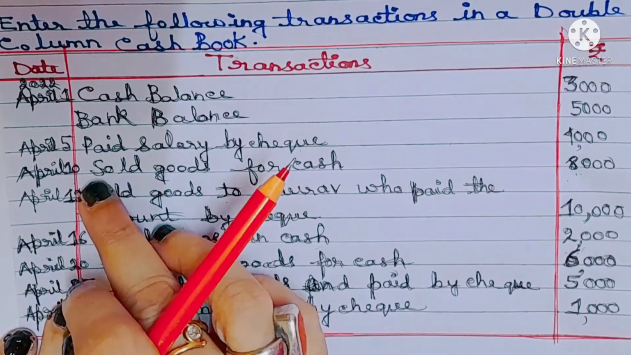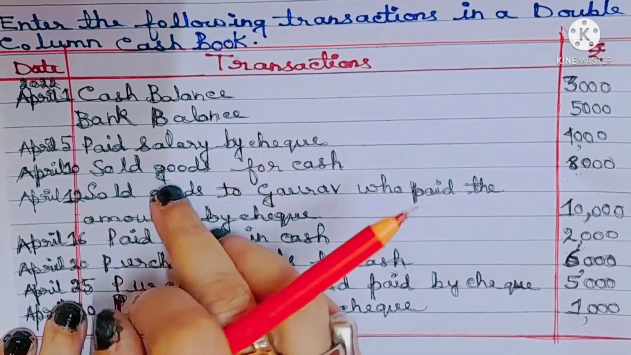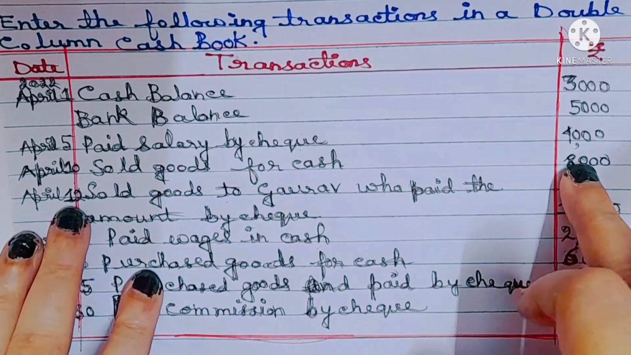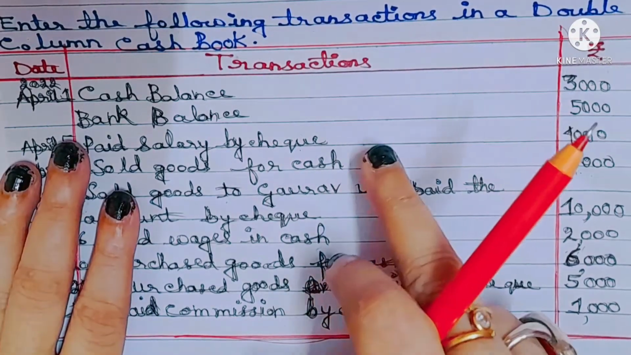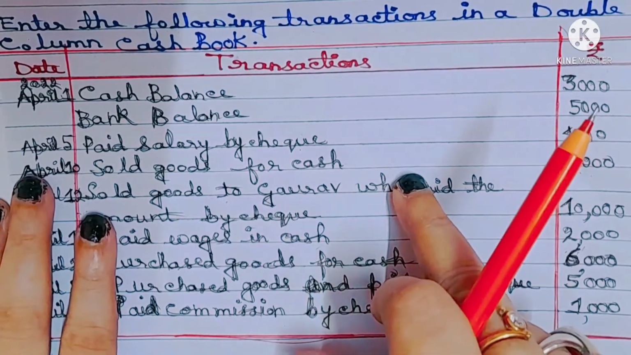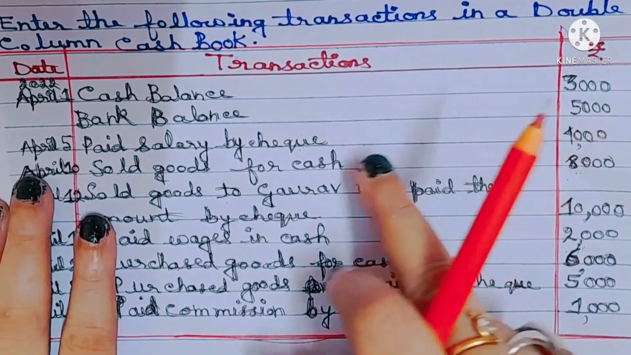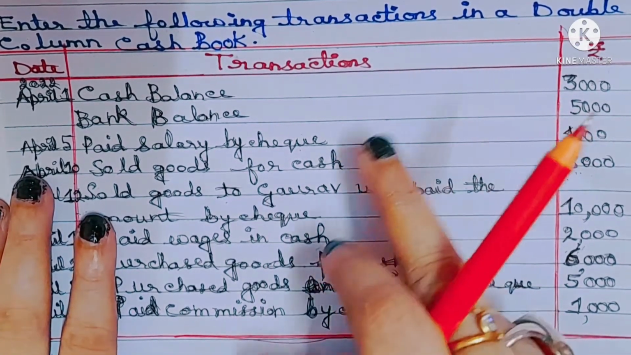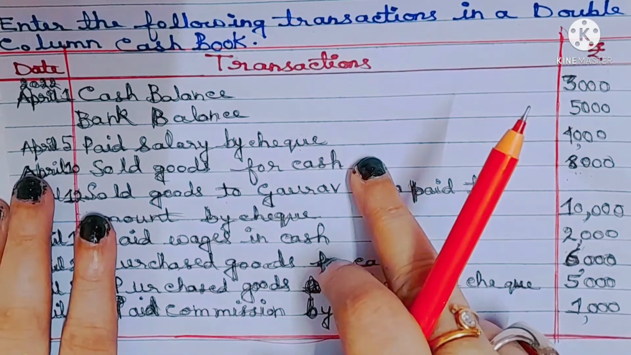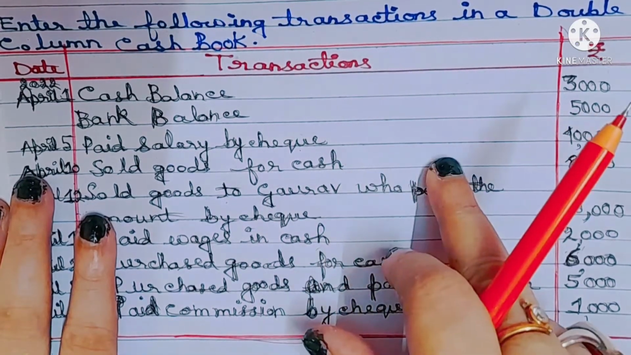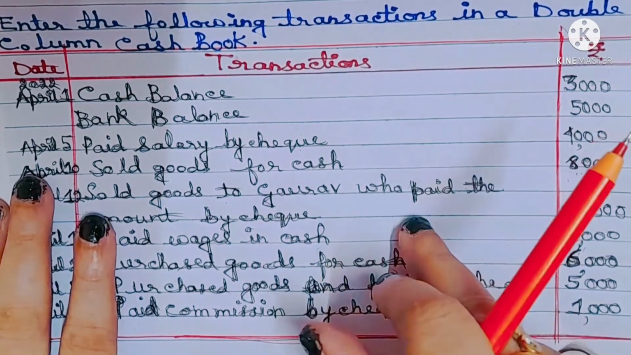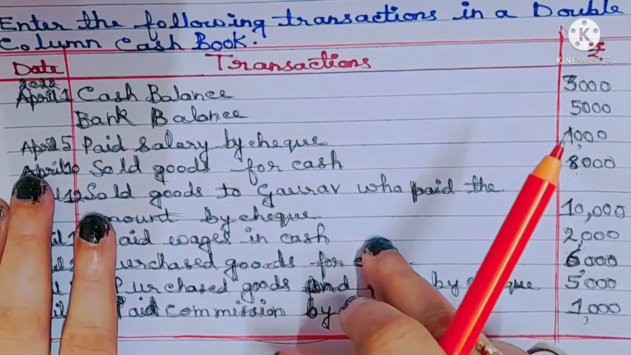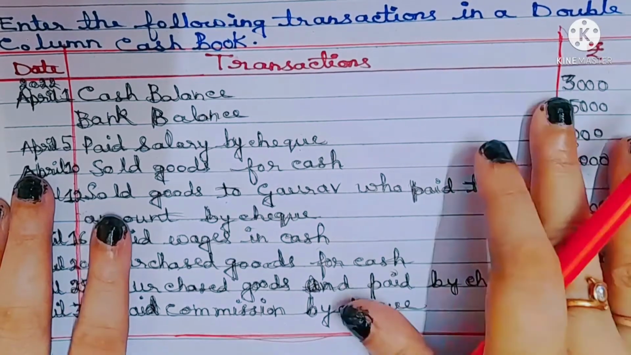The next transaction is on 10th April, sold goods for cash 8,000. So what will be the journal entry? The journal entry will be cash account debit to sales account. What is the position of cash account? Since cash account is on the debit side, sales account will also be on the debit side. So we'll have to write to sales account in the cash book on the debit side in the cash column 8,000. Okay, so let's write.